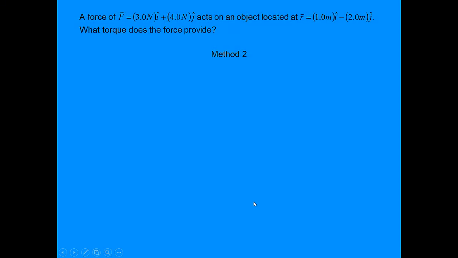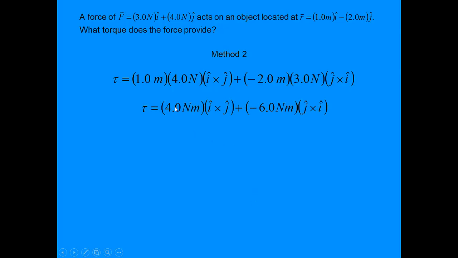Okay? So we put together what we have left, and we get 4 Newton meters I crossed with J plus -6 Newton meters J crossed with I. Now, we don't get numbers out because this isn't a scalar product, it's a vector product, so we need to get a vector out. So the question is, what vector can we replace I cross J with, and what can we replace J cross I with?